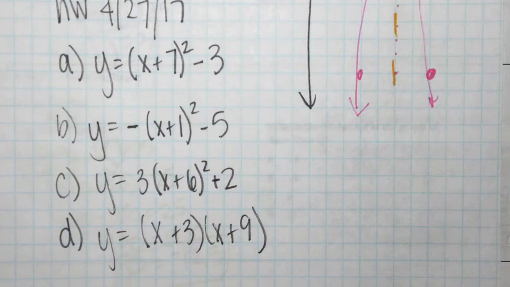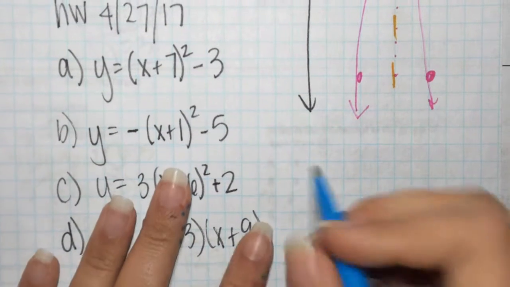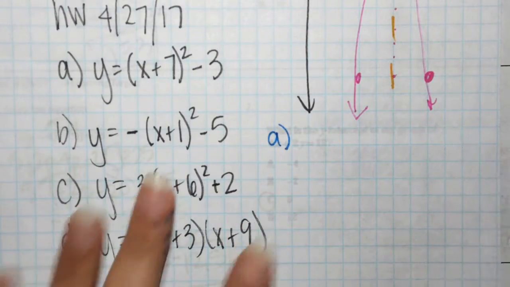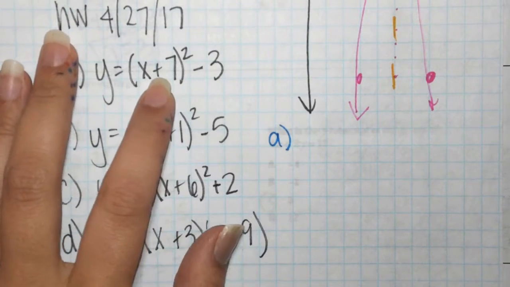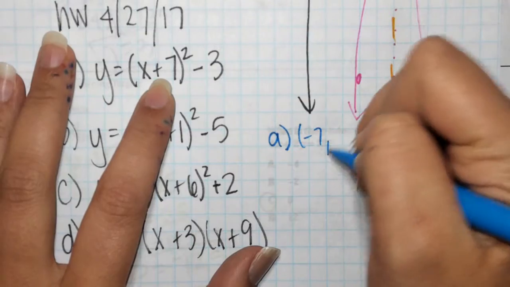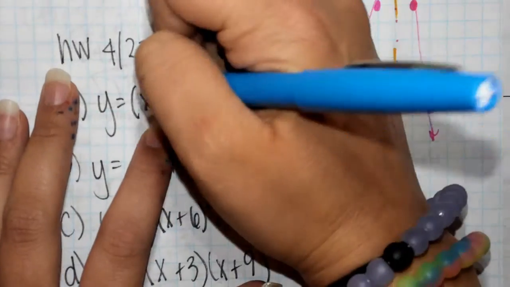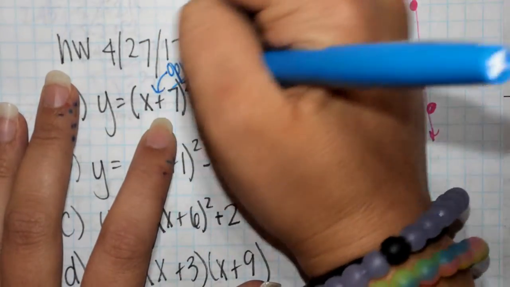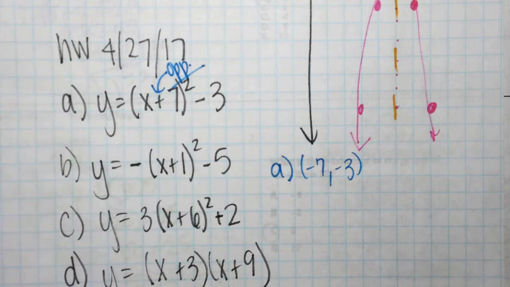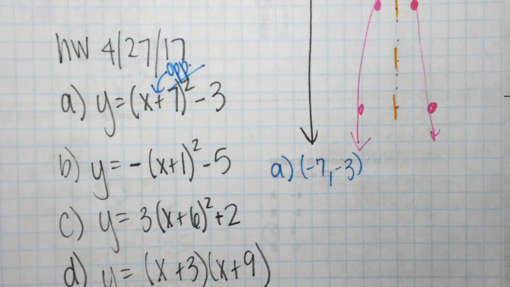So for A, to get your vertex, and I saw this a lot today where we forgot to take the opposite of what's inside. It's okay that you forgot for your homework, but we need to remember that this is the opposite. It's the opposite of whatever this number is. So if it's positive 7, what's the opposite of positive 7? Negative. Fantastic. So my vertex is negative 7, negative 3.